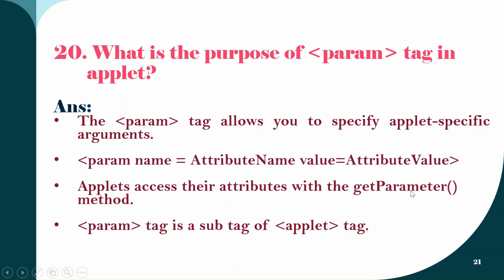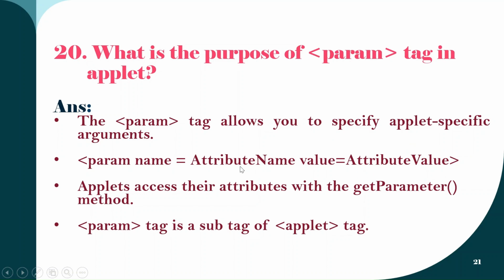Applets access their attributes with the getParameter method. So in my applet program, if I want to access this parameter name, then I can use getParameter. If I write getParameter with this name as the argument, I will retrieve this value. So in getParameter, whatever name you define on this one needs to be given here, and the value will be extracted.